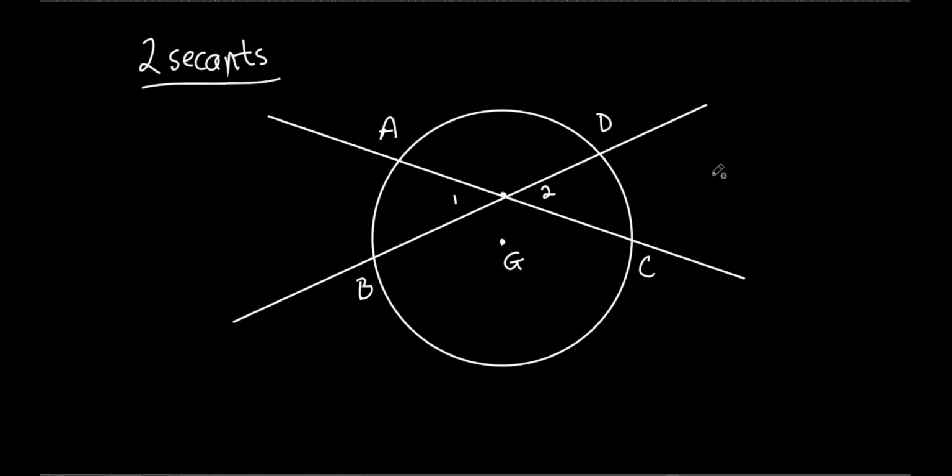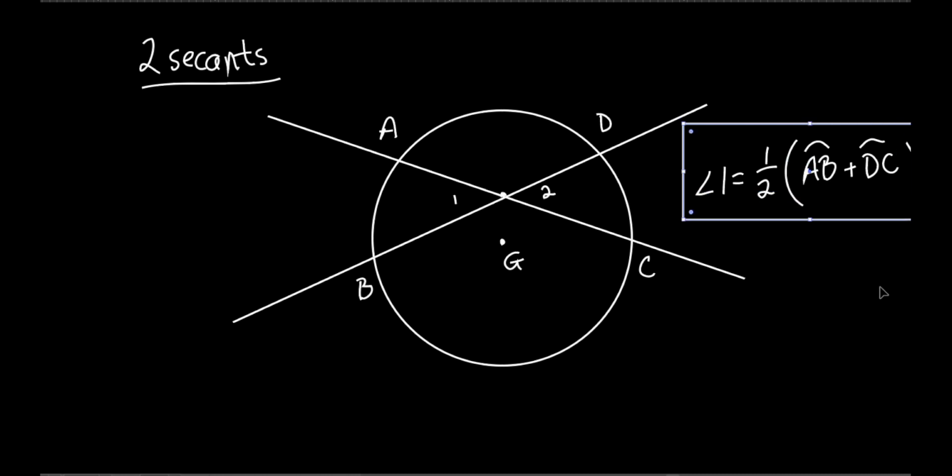But here's what we know about it. Angle 1 is equal to half of the sum of the two arcs that it cuts off. So what arc does angle 1 cut off? Arc AB. What arc does angle 2 cut off? Arc DC. That's basically what your theorem says. I just didn't write all the words. I think that's a little easier to understand just by looking at the picture, don't you? Instead of writing a whole bunch of words there. I think it is.